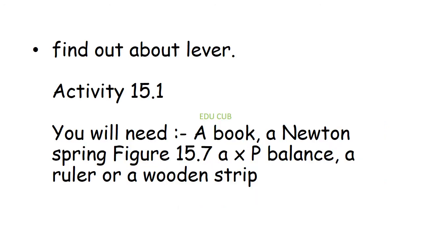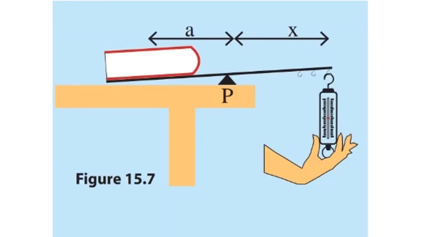Let's find out about the lever. You will need a book, a Newton spring balance, a ruler or a wooden strip. Let's see what we have to do. Weigh the book using the Newton spring balance. Keep the wooden strip on a piece of wood as a support to balance it. Place the book on the end of the strip as shown in the figure.